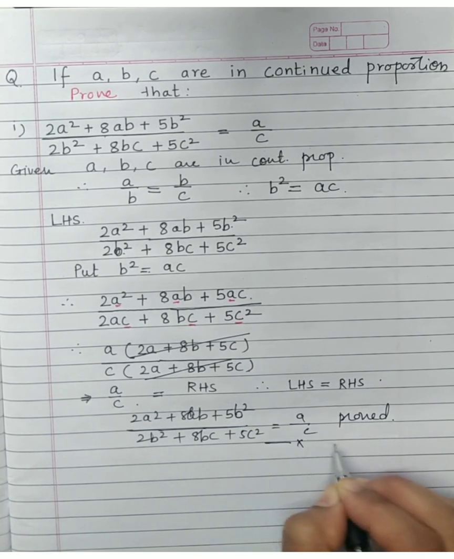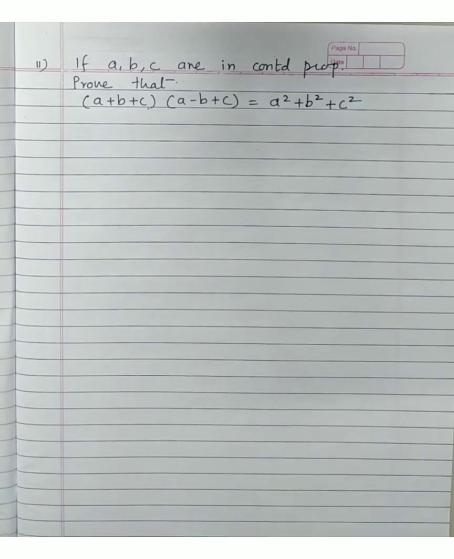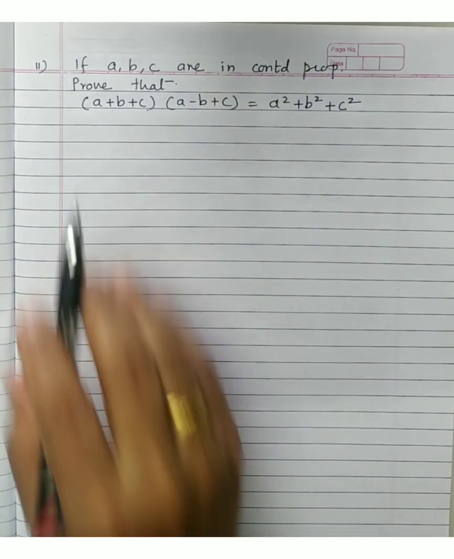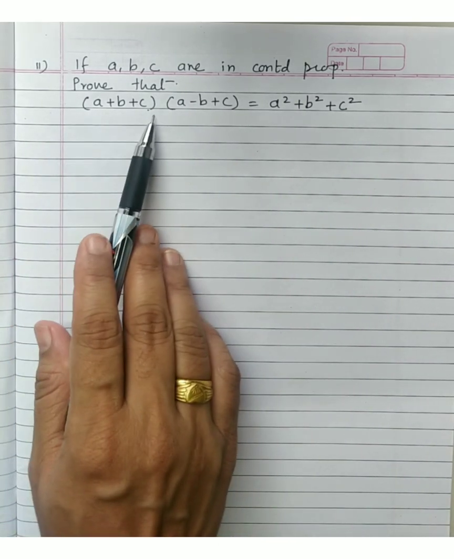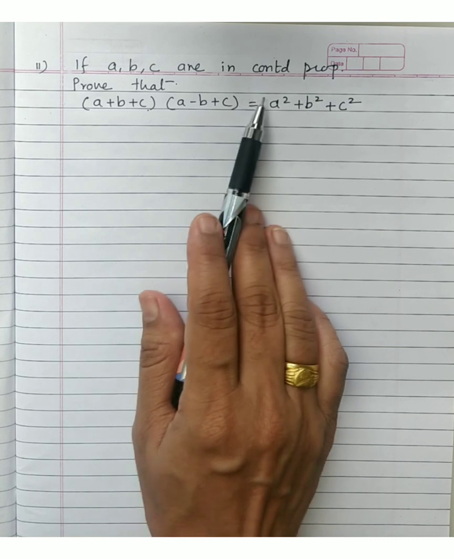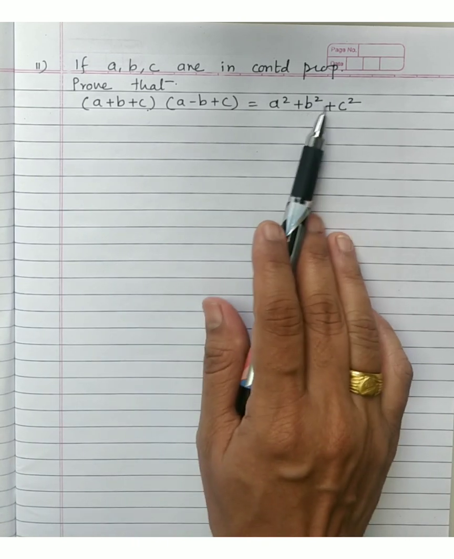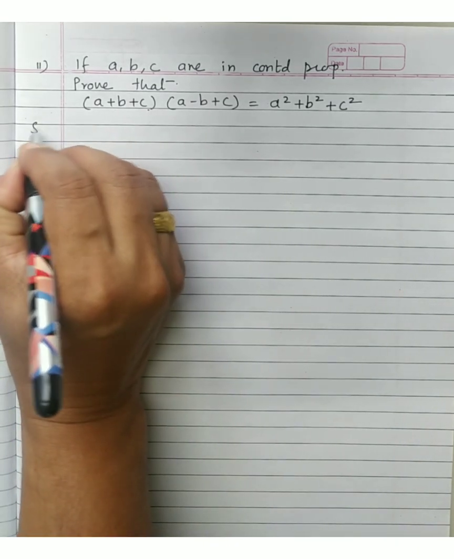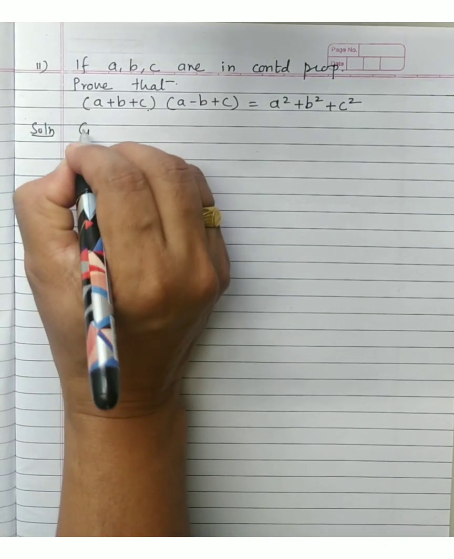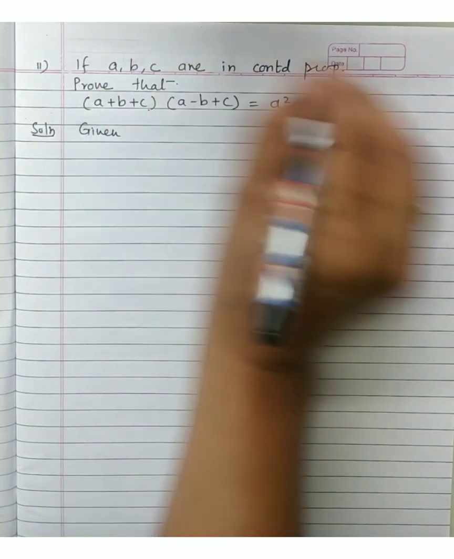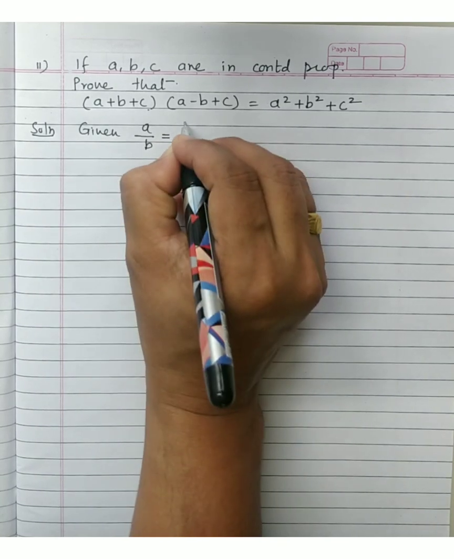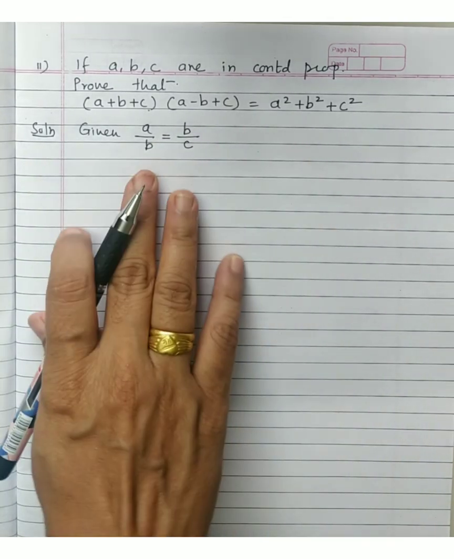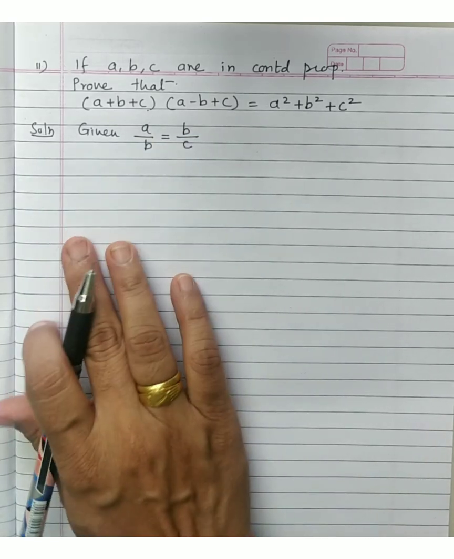Understood? Now see one more example. If A, B, C are in continued proportion, prove that (A plus B plus C) into (A minus B plus C) is equal to A square plus B square plus C square. Okay. Now, last question. As we are given A, B, C are in continued proportion, therefore A upon B is equal to B upon C. This gives us a relation B square is equal to AC.